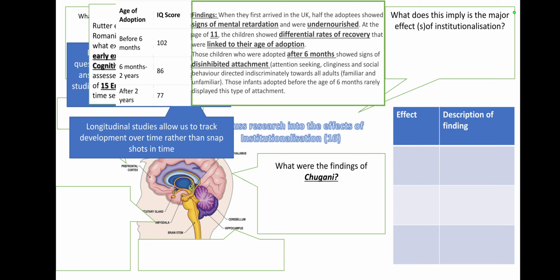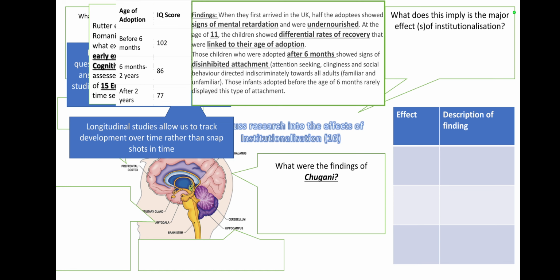Between 6 months to 2 years, it dips down quite significantly, so it falls to 86. And unfortunately, those children adopted after the age of 2 years had an IQ of 77 on average. There were reports of some of the 165 having IQs as low as the mid-60s, so therefore they are really at that low end of the distribution curve. So that's your additional numerical findings there for Rutter.